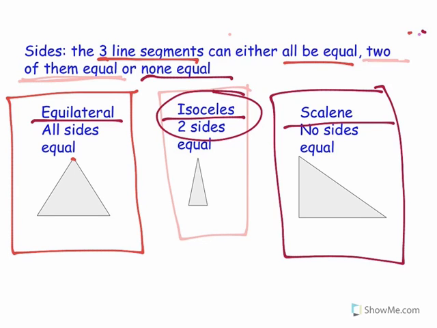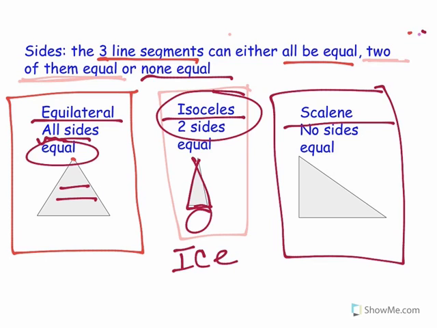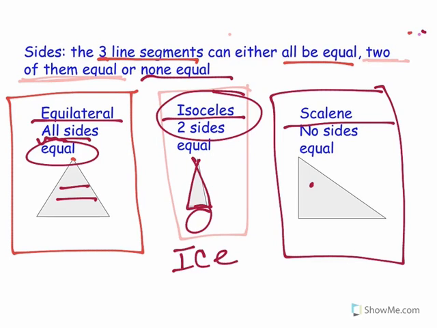Isosceles kind of sounds like ice cream cone. That can help you think of it as an ice cream cone upside down. Equilateral kind of sounds like equal, because all sides are equal. So equilateral. Scalene is just kind of a weird one you're going to have to memorize. Poor Scalene, he doesn't have any sides the same length. He's very sad.